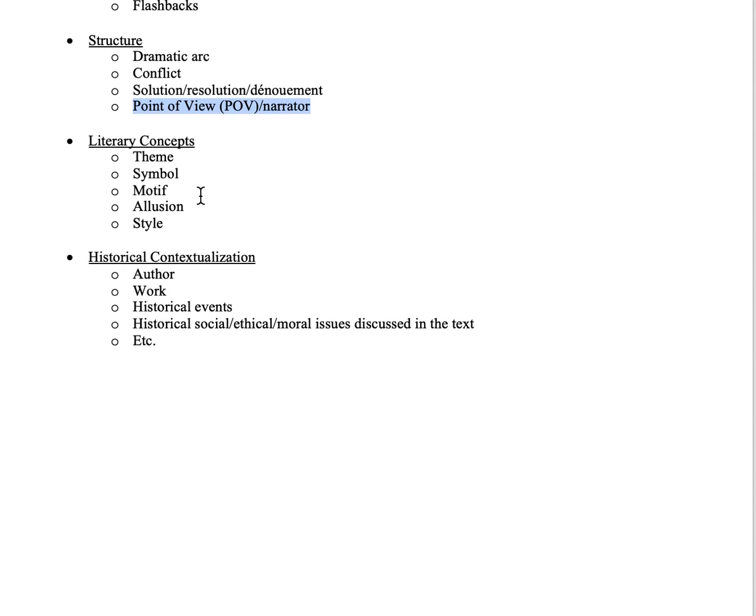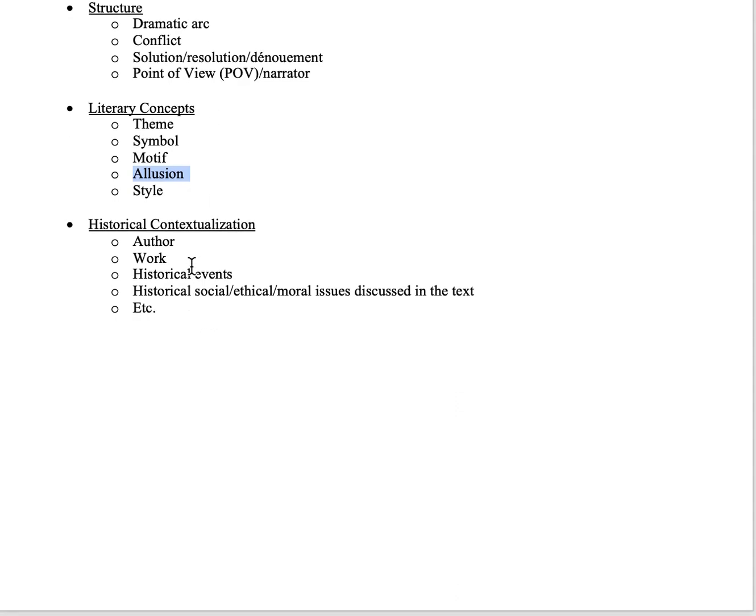Or the letter, or the poem. Look at things like themes, symbols, motifs, allusions, style. Even in De Vaca's letters and Columbus's letters, you'll find allusions to biblical references. In the Native Trickster Tales, does it allude to anything else? Look at author, work, historical context, social, ethical, moral issues of the time.